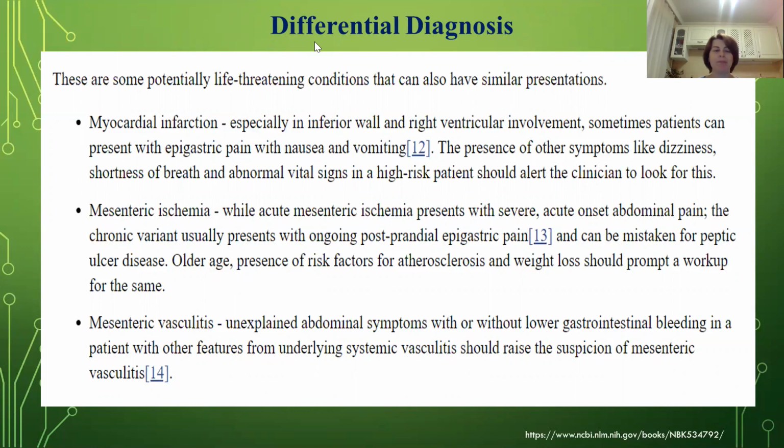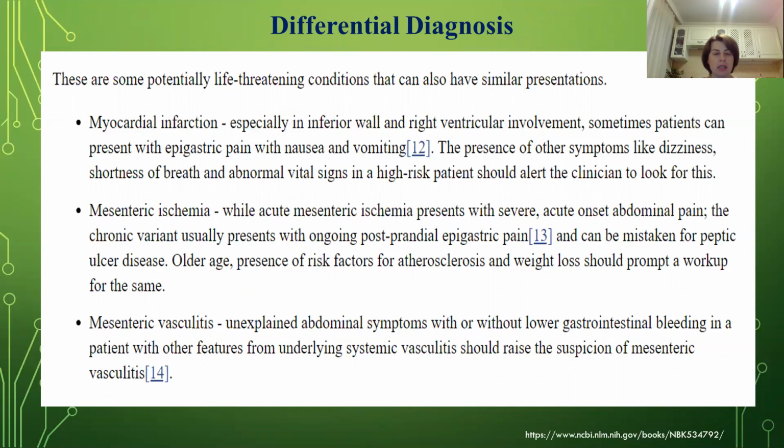Mesenteric ischemia can be represented with severe acute onset of abdominal pain. The chronic variant usually presents with ongoing postprandial epigastric pain and can be mistaken for peptic ulcer disease. Older age, presence of risk factors for atherosclerosis, and weight loss should prompt a workup for it. Usually mesenteric ischemia is due to thrombosis or atherosclerotic blockage of the normal blood flow.